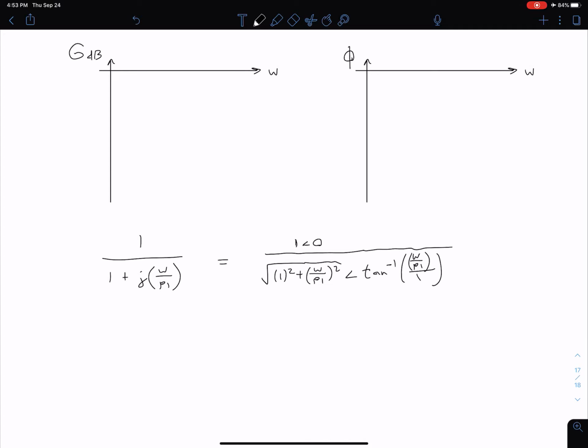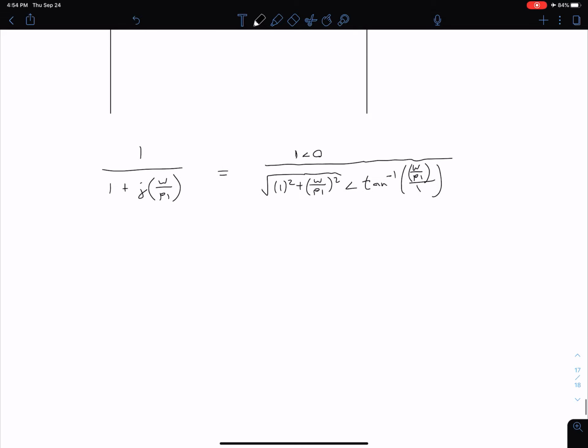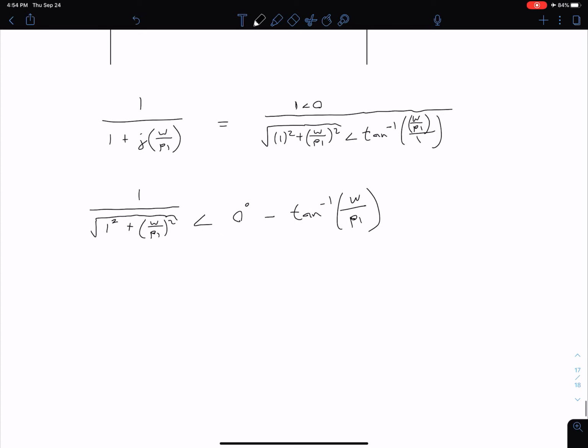Okay, so now to do this division, we're going to divide our magnitudes. So our magnitude is going to be 1 divided by the square root of 1 squared plus omega divided by p1 squared. And to get our overall phase angle, I'm going to subtract the denominator phase angle from the numerator phase angle. So I get 0 degrees minus the inverse tangent of omega over p1. Okay, so now we have our magnitude and phase. So let's take a closer look at each one of those.